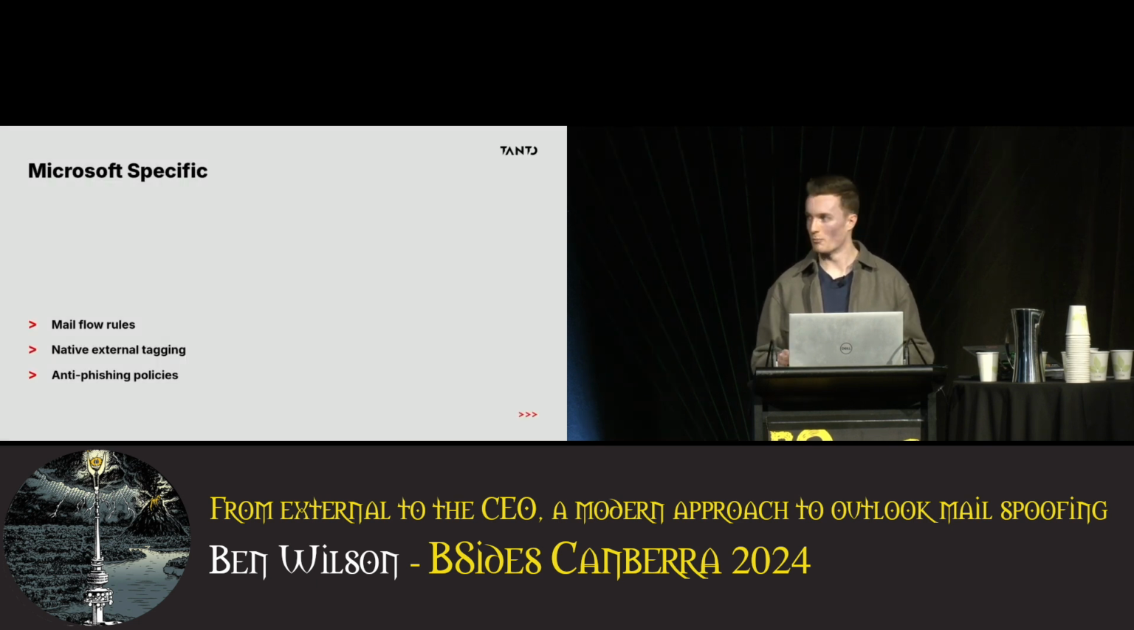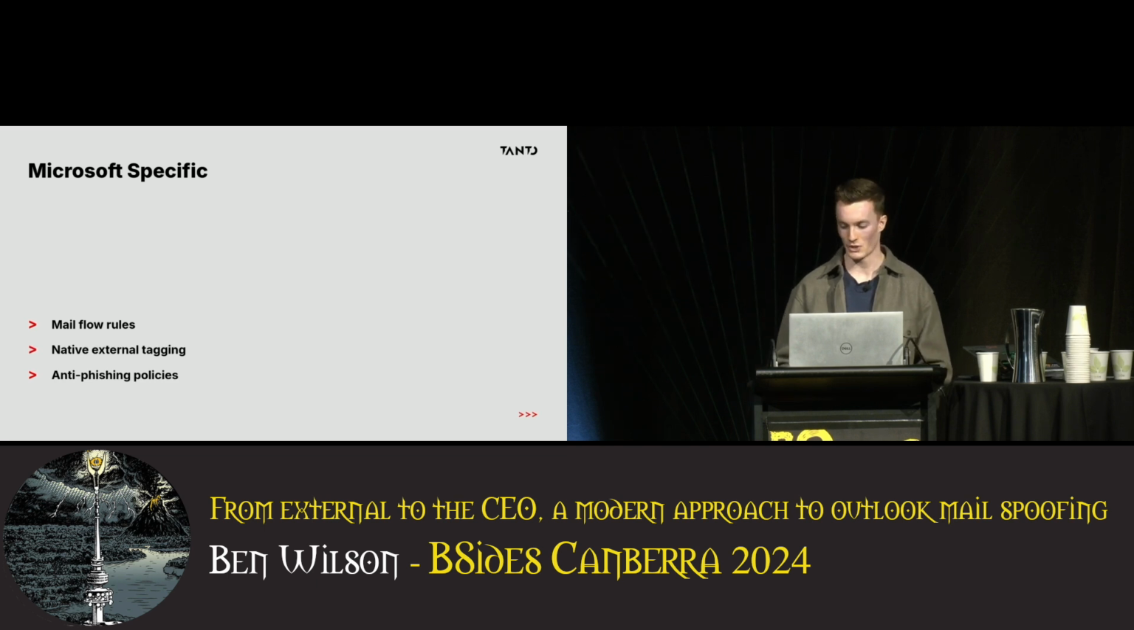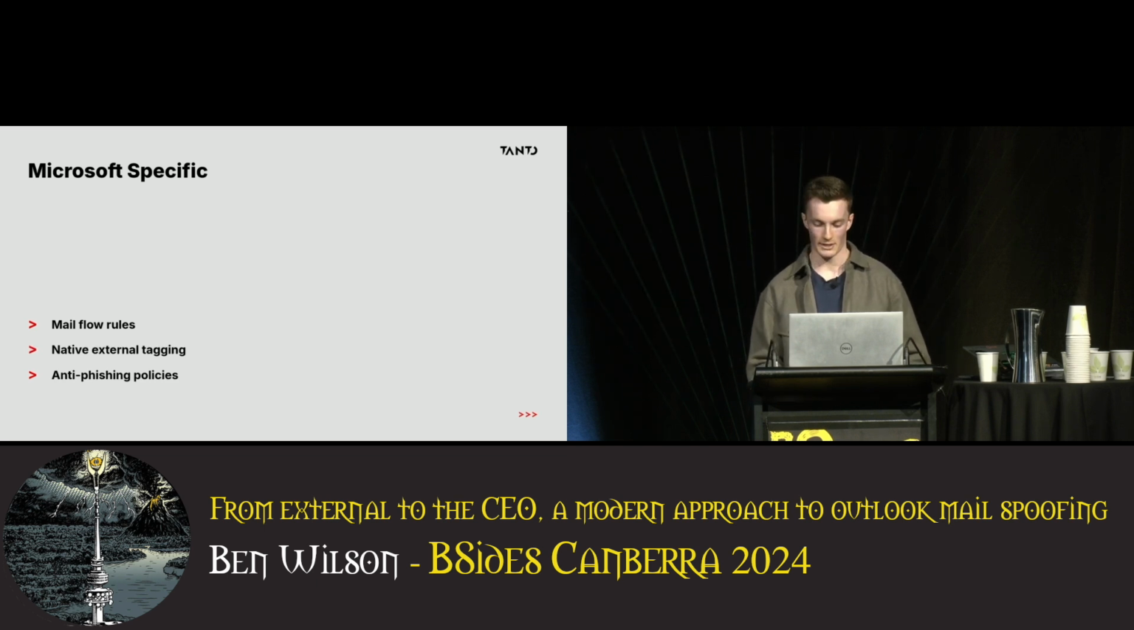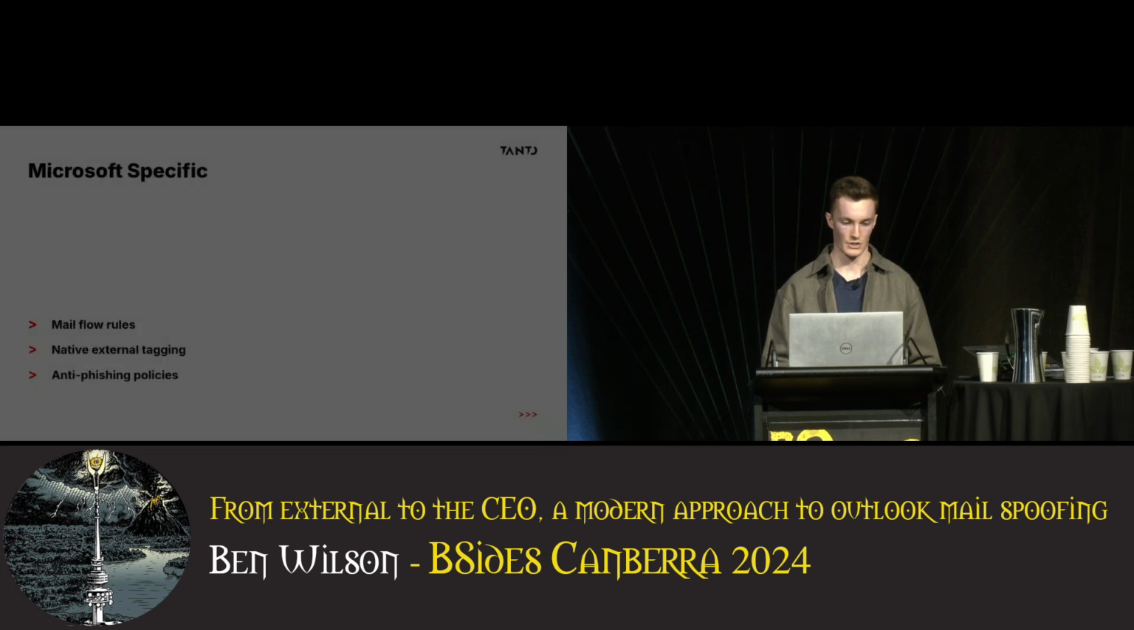So what I'm going to be focusing on is Microsoft specific, and I've broken it up into three main categories, which are easiest to digest. You've got your mail flow rules, you've got native external tagging, and then anti-phishing policies, which is a huge subtopic there. But I'll get into each one.